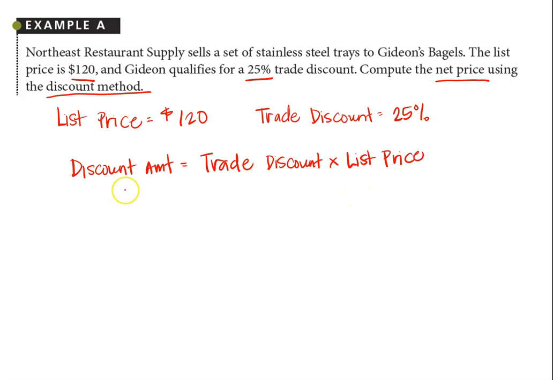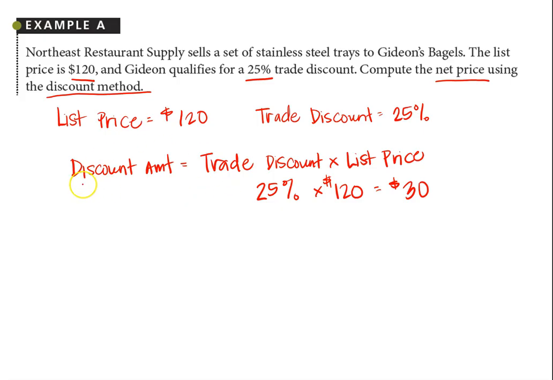Now that we have our formula, we can plug in those values. That's going to be 25% times $120. When we plug this in, this gives us a discount amount of $30.